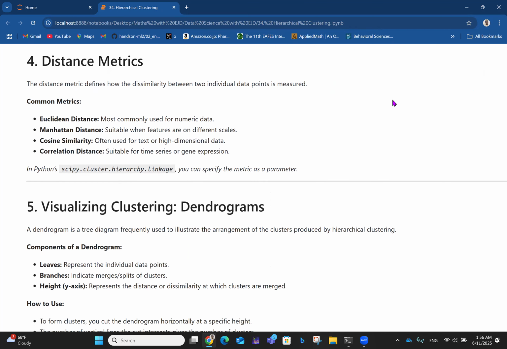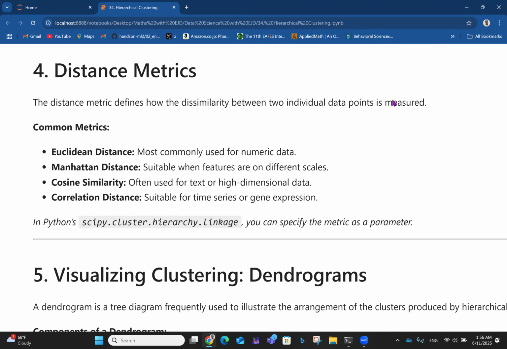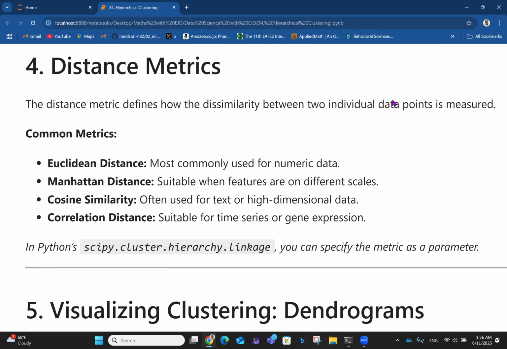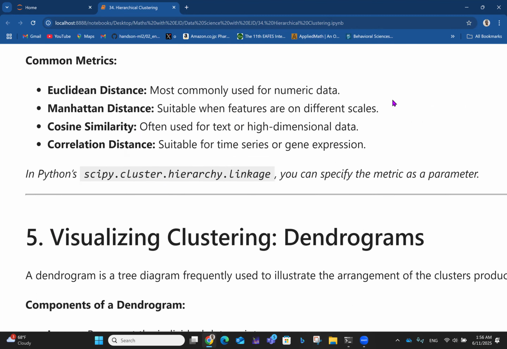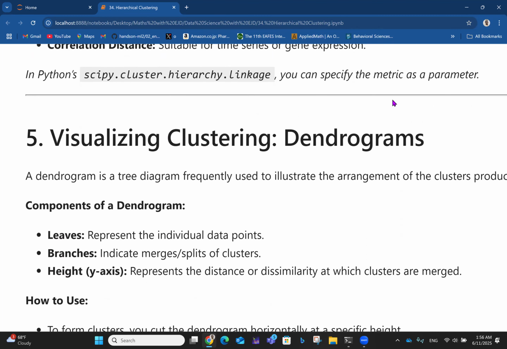Now let's talk about some distance metrics. The distance metric defines how the dissimilarity between two individual data points is measured. So you have common metrics like the Euclidean distance, which is the most commonly used for numeric data. Then you have the Manhattan distance, which is suitable when features are on different scales. Then you have the cosine similarity, which is often used for text or high-dimensional data. Cosine similarity is one big metric that is used in natural language processing because it's basically for text. Then you have correlation distance, which is suitable for time series or gene expression. In Python, with scipy.cluster.hierarchy.linkage, you can specify the metric as a parameter.